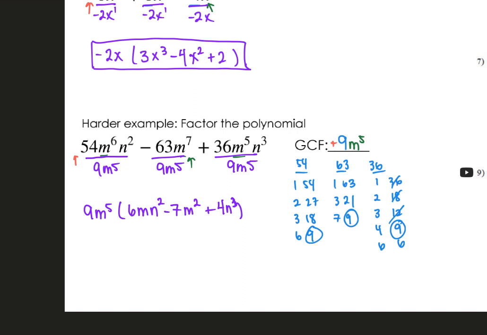Okay, so here's my final answer. And then we can double check by multiplying. So 9 times 6 is 54. M to the 5th and m is m to the 6th. And then we have n squared. So notice I'm checking the number and the variables. 9 times negative 7 is negative 63. M to the 5th and m squared is m to the 7th. 9 times 4 is 36. And then we have m to the 5th and n cubed. So since that all checks out, I know my final answer is correct.